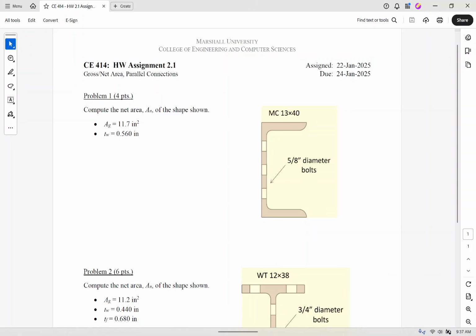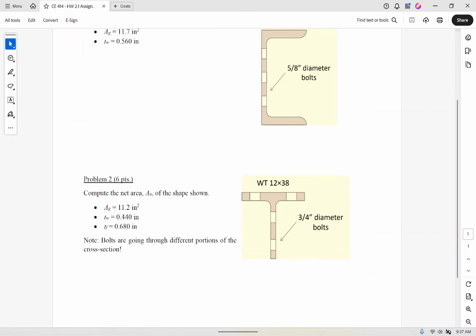Okay? So here's this one, 5/8 inch diameter bolts. And on this one, this one's a WT 12 by 38. The thing to keep in mind is that the bolts are going through different parts. Okay? We've got bolts going through the flange and the stem. So you just need to be aware of that when you do your calculations. Make sense? All right. Any questions?